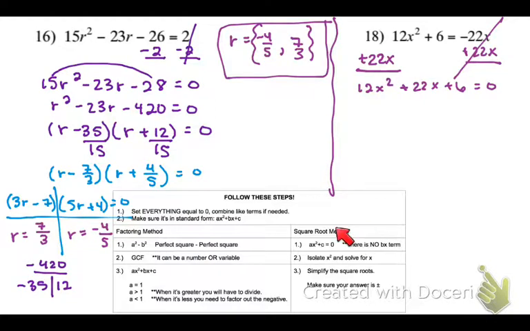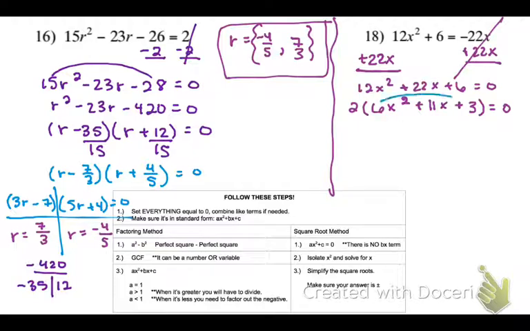I cannot do square root method. I can't do perfect square minus a perfect square, but I can use a GCF, which is our 2. I'm left with 6x squared plus 11x plus 3 is equal to 0. Now, if I look at this closely, I still don't have the a equal to 1. That's the purpose of trying to take out a GCF, to hopefully get to 1. But your a is not a 1, it's still greater than 1.